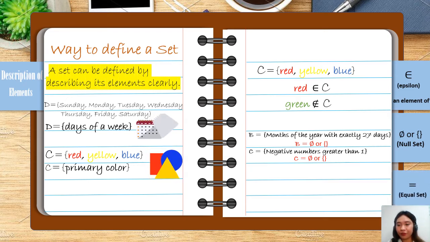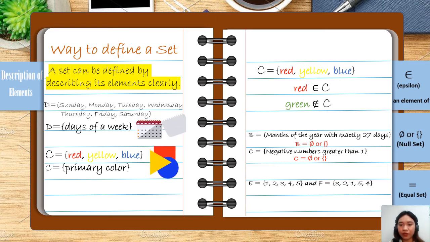Let's have the equal sets. Given we have set E, which is 1, 2, 3, 4, and 5. And set F, we have 3, 2, 1, 5, and 4. And set K, we have 2, 4, 6, 8. And set L, we have 2, 4, 6, 8, and 10.